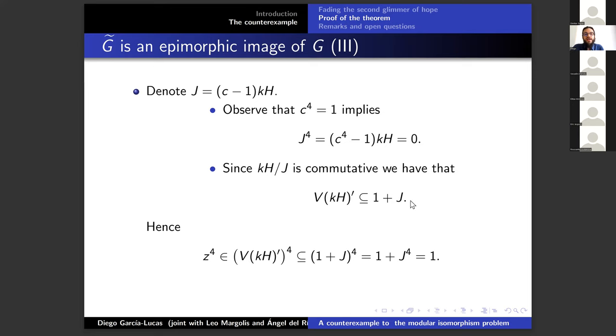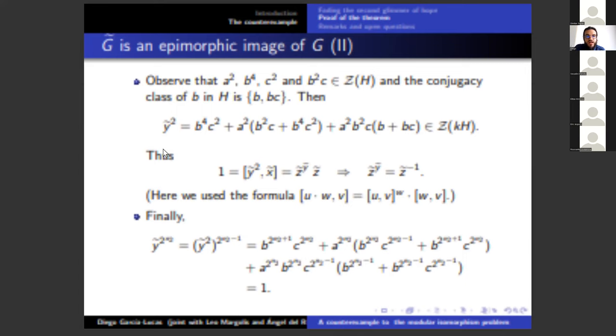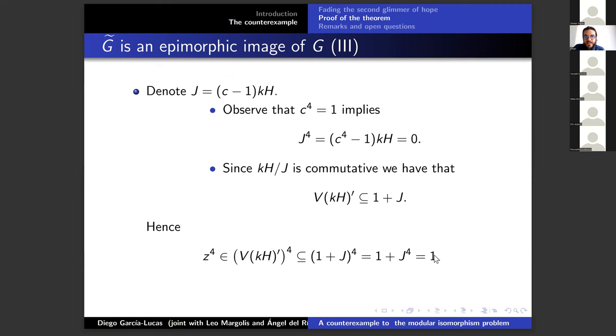In particular, every element in the commutative subgroup has order dividing four, since we are in characteristic two, and we can separate things. In particular, z̃, which is commutative by definition, is contained here, and so is one. This proves that G̃ is an isomorphic image of G.